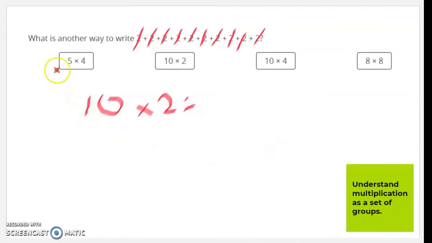Okay, then let's see here. 5 times 4, no. 10 times 2, probably. We have 10 times 4, no. 8 times 8, no. So the correct answer is 10 times 2.